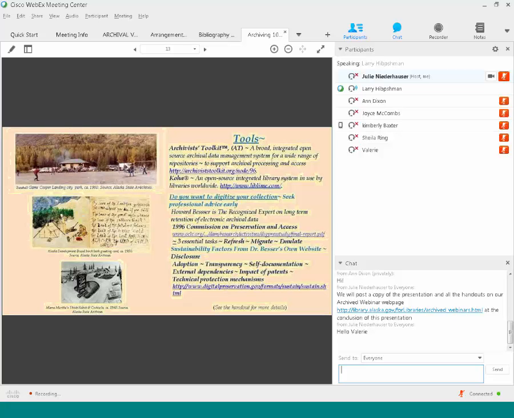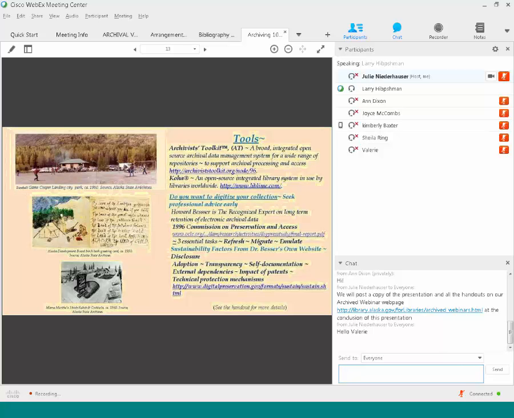Then do you want to digitize your collection? Almost everybody does at this point, but you should seek professional advice early, and Howard Besser is the recognized expert on long-term protection of electronic archives. Howard Besser, along with others, prepared the 1996 Commission on Preservation and Access report, and the three essential tasks that he indicated you needed if you wanted to sustain your digital archives are constant refreshing, migration, and emulation.